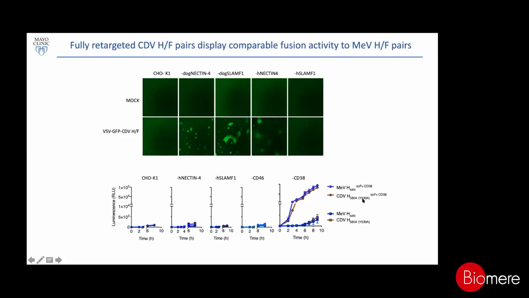And after introducing this amino acid change, we compare the fusion phenotype once again with a fully retargeted Measles virus HF complex. You can see that both Measles virus HF and CDV-HF complexes could only fuse cells expressing CD38 receptor when they display the single chain antibody fragment against CD38, and otherwise they did not produce fusion in this cell line.